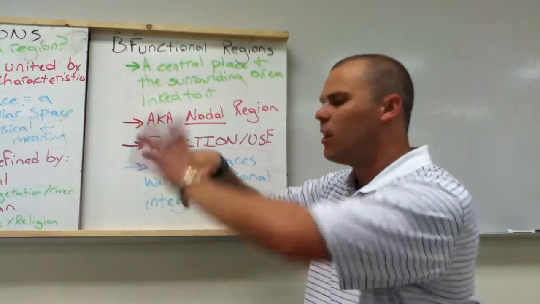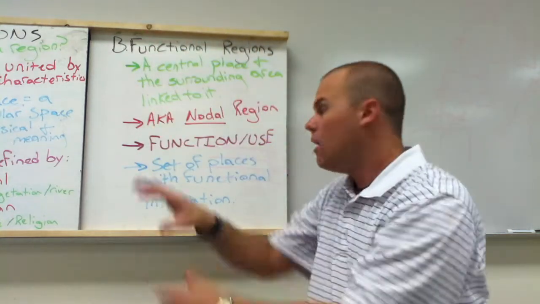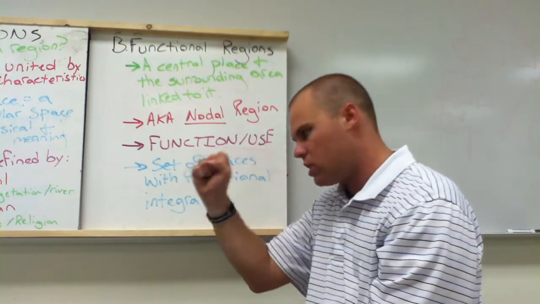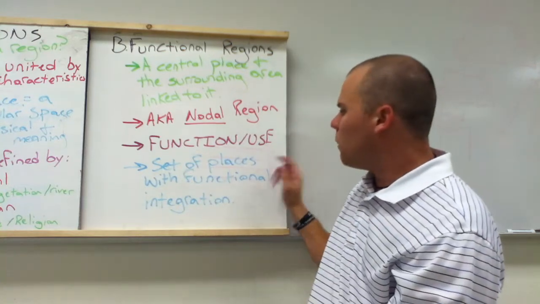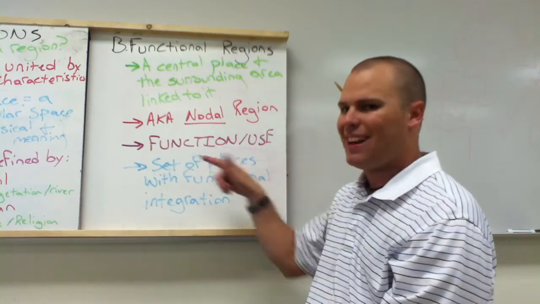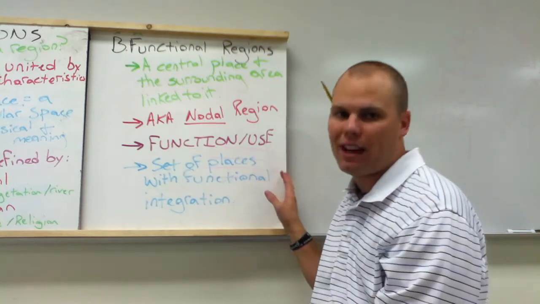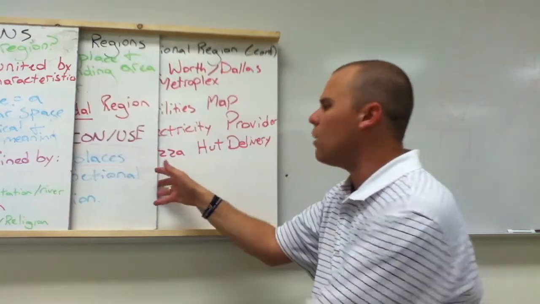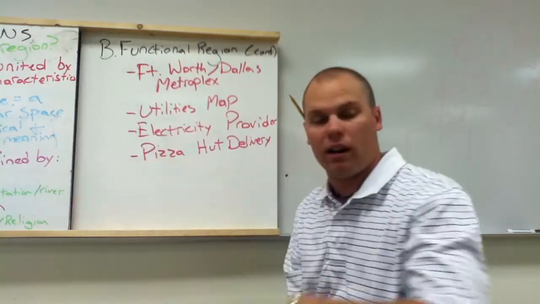So generally you have a center and then that center is connected somehow. Yes, this map has a function and a use, but it's that nodal region, that middle. Okay? Set of places with functional integration, that's a fancy way of saying it has to have a function, it has to have a use. Next slide is examples. Kind of feel like Vanna White here.